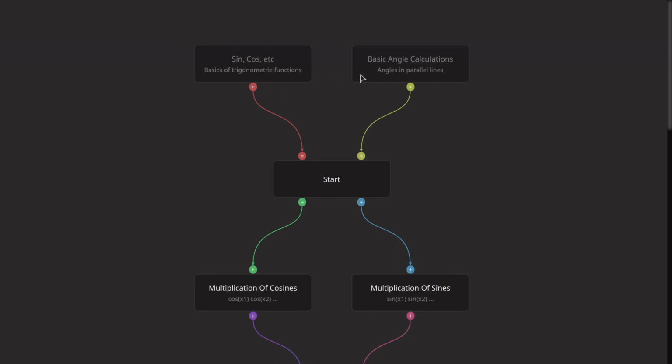At the top we have the dependencies, and then we go to the start, and then after that we look at all these steps. The first dependency is that you should know about sine, cos, etc. If you are watching this video, you probably already know about that, so this part is covered. Next, basic angle calculations. Imagine that I give you a set of parallel lines and another line that cuts them at an angle. Which angles are going to be the same? Which angles will add up to pi? Which angles add up to 2 pi? You should know about that, and if you know these two, then you can continue to the proof.